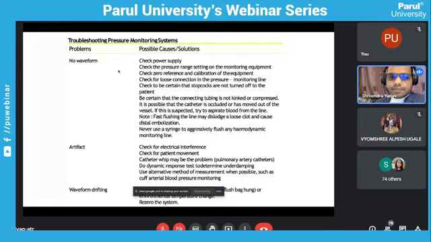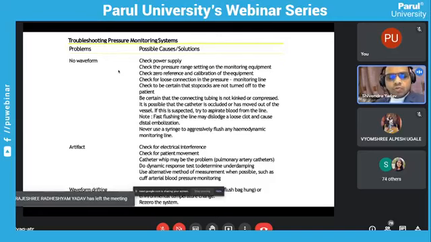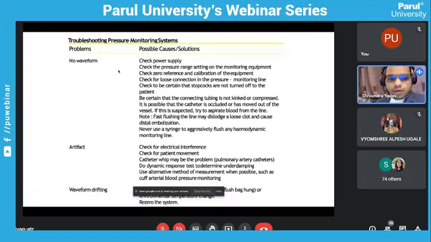Then check the zero reference and the calibration of the equipment. For any pressure transducer, when we say zero or open to air, that is called calibration of the transducer. Before you record any pressure, the transducer should read 0, 0, 0: systole 0, diastole 0, and mean 0. Once it is leveled to 0, then you can open the stopcock to the transducer and read the pressure. If this is not done properly, again you will have a lot of problems.